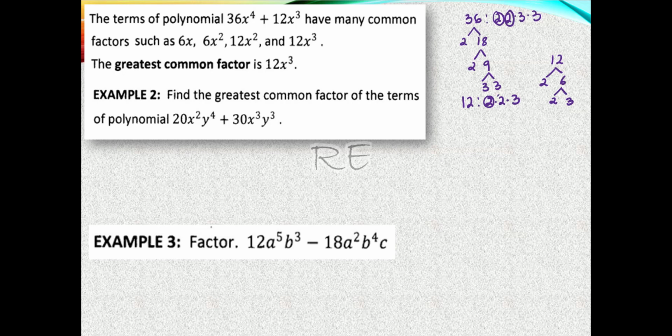And for the variable, it's a lot simpler. For the variable, the greatest common factor is the common variable with the smaller exponent. So between x to the fourth and x cubed, the greatest common factor is x cubed. X to the fourth is x cubed times x, and x cubed is just x cubed. Therefore, the greatest common factor is 12x cubed.